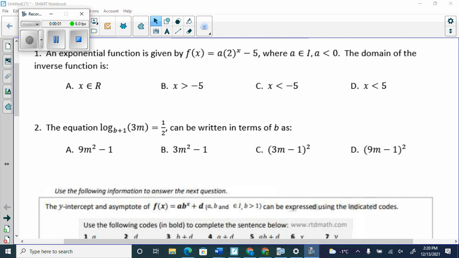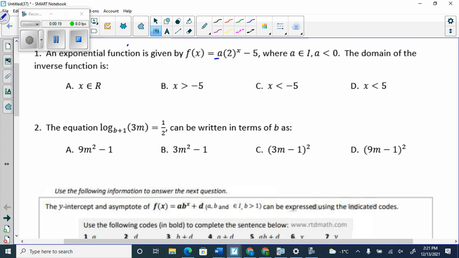Exponential function given by f of x equals a to the 2x, where a is an element of the integers, and a is less than 0. The domain of the inverse is... So they're saying a is negative, right?